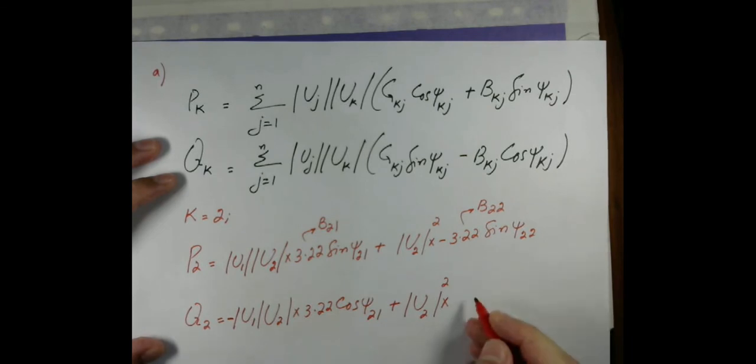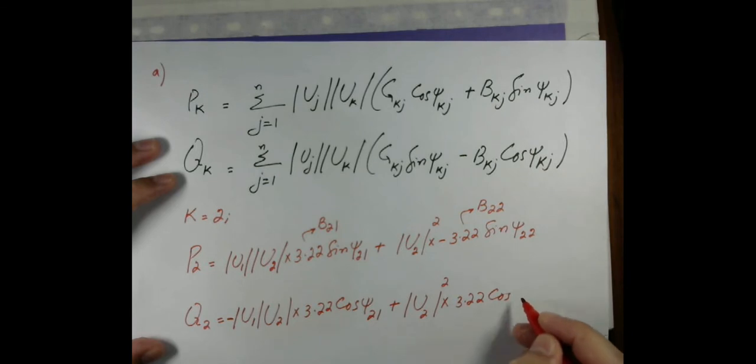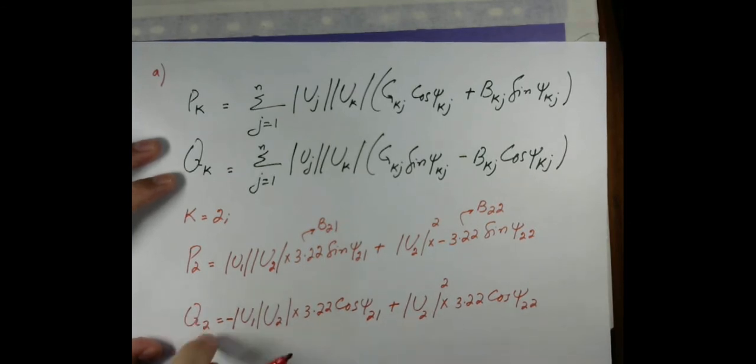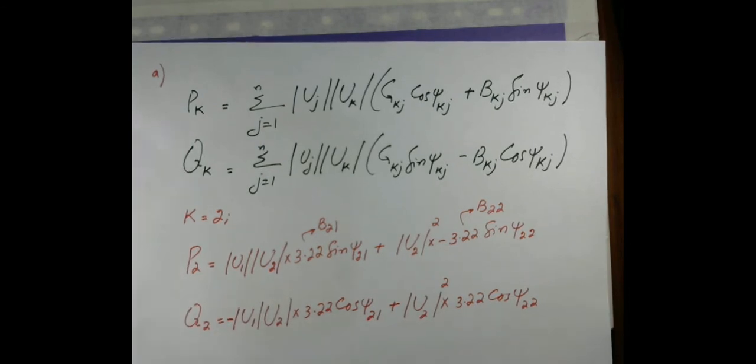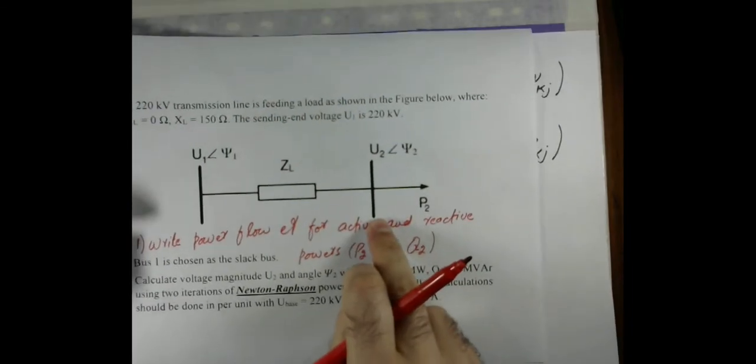So then we have B22, so that will become 3.22 and cos of psi 22. So now these are the expressions for the active and reactive power at bus number 2.